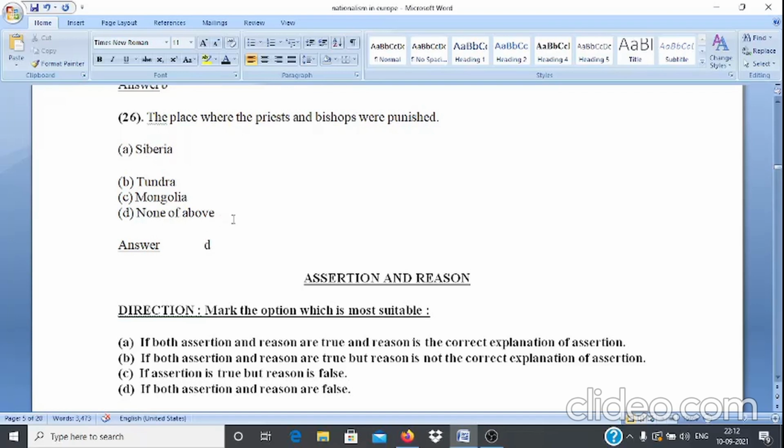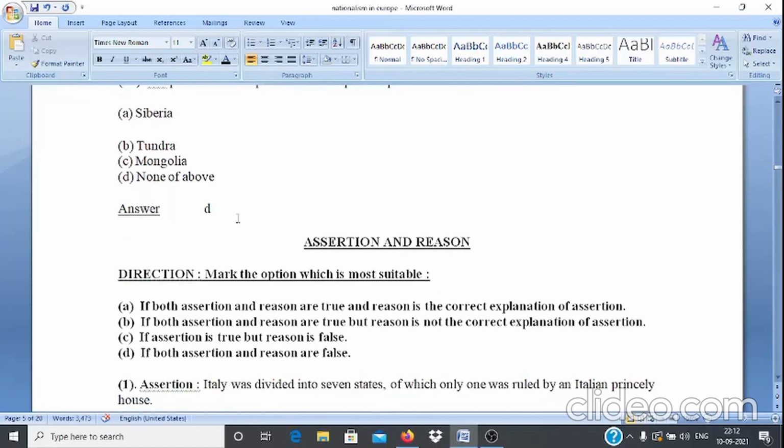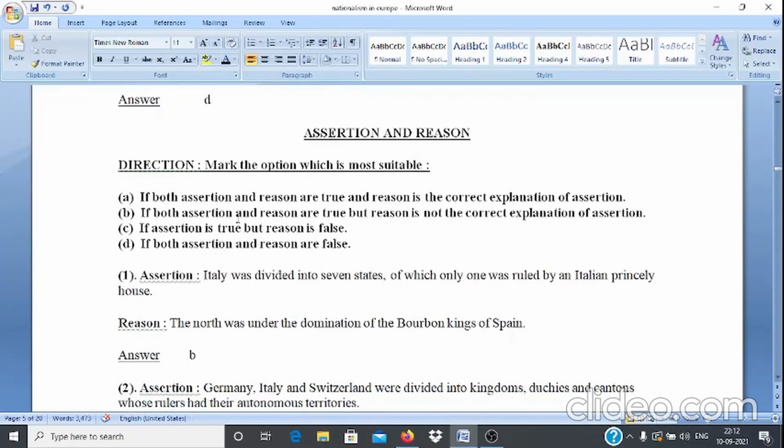A. Siberia, B. Tundra, C. Mongolia, D. None of the above. And answer is D. None of the above. Now we will discuss some assertion and reason based MCQs.